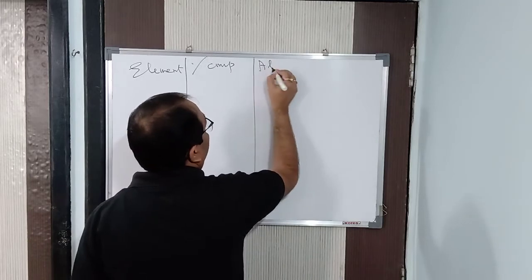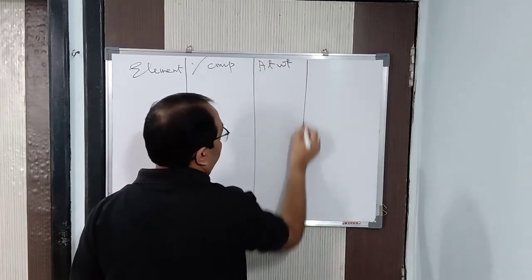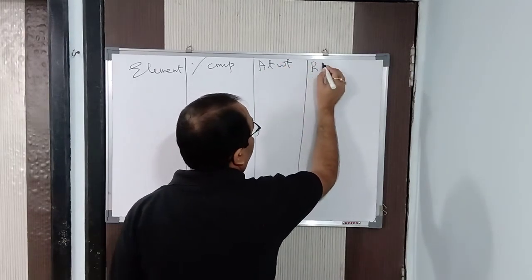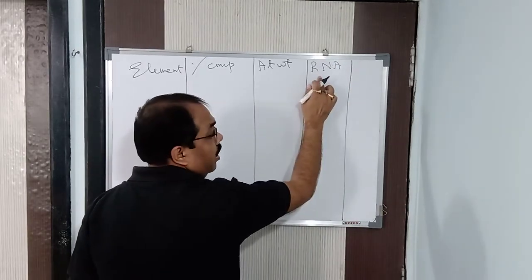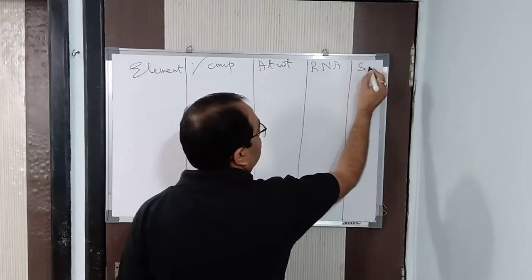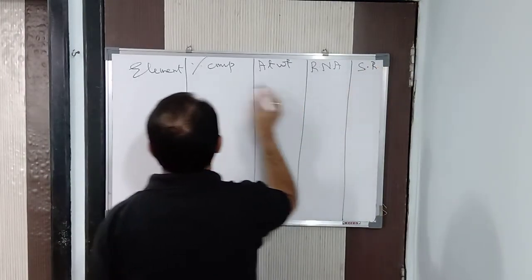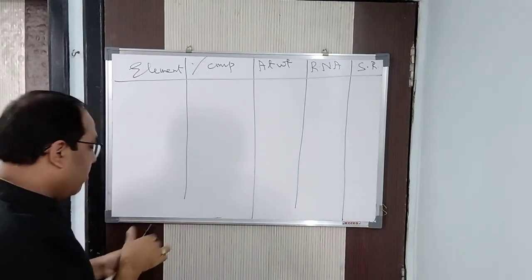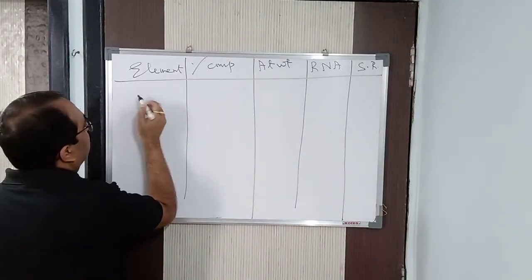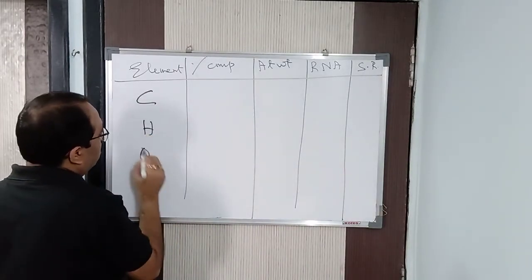Now after that, atomic weight. After atomic weight, it is RNA. RNA does not mean ribonucleic acid; it is the relative number of atoms. And the last is your simple ratio, SR, the simplest ratio. Got it? Now, the next elements are carbon, hydrogen, oxygen.